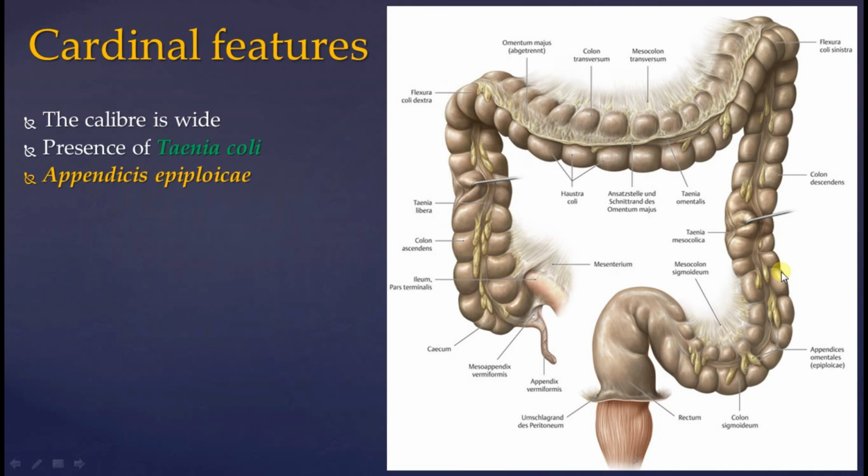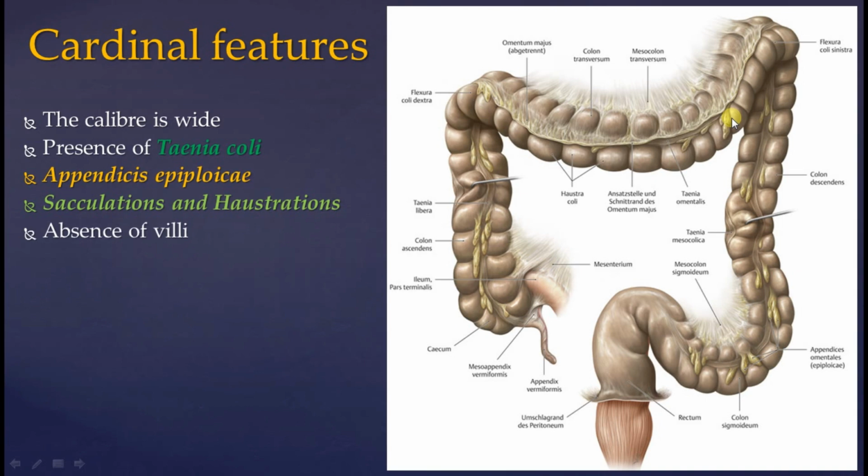Okay, so appendix means an outgrowth. So epiploicae are fat-filled outgrowths or pockets, which you see here. Tinea coli, appendices epiploicae, and sacculations and haustrations. This bulging like this you see is the most striking feature of the large intestine.